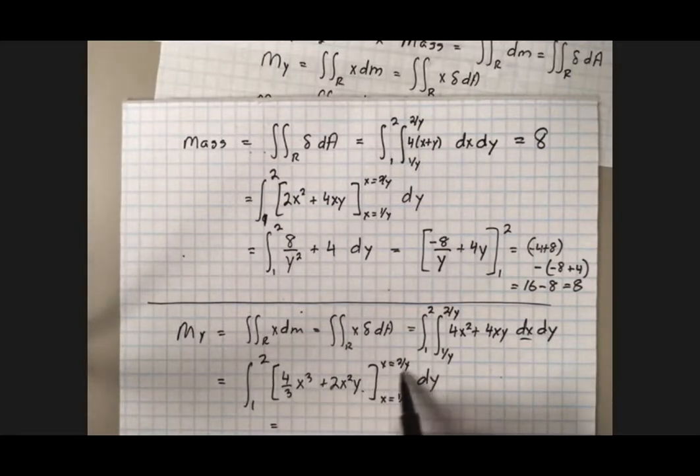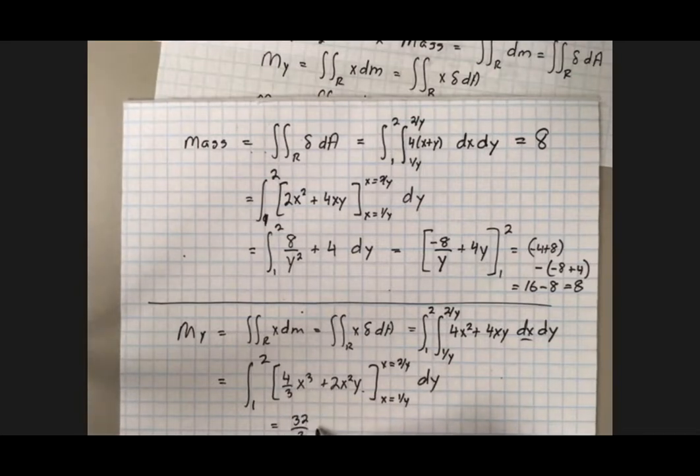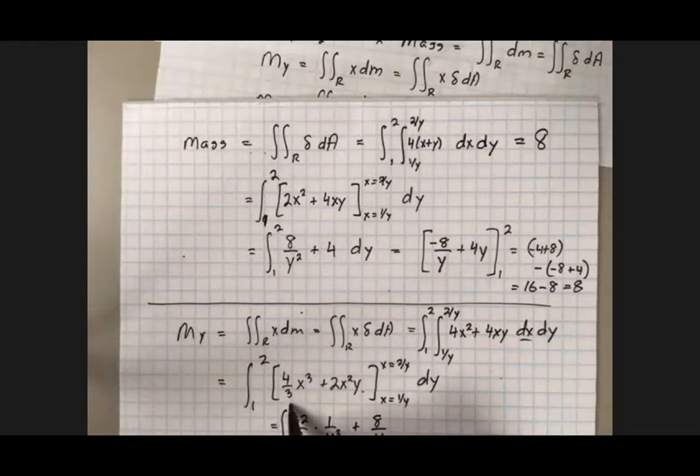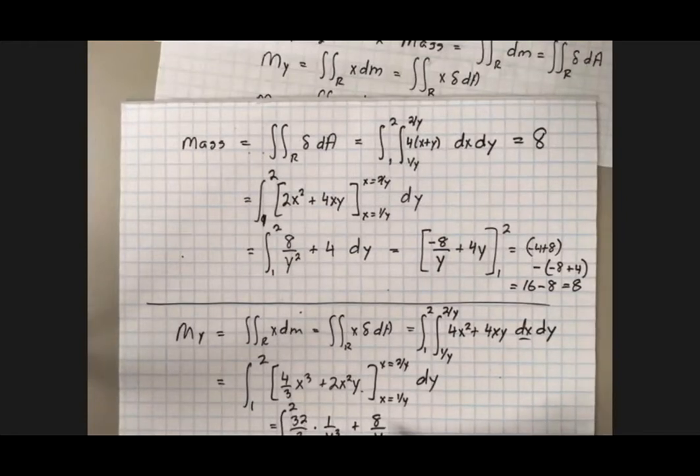Maybe that's the time I'm going to start to automate it, but I get 8 over y cubed, 32 over 3, 1 over y cubed, and here I get 4 over y squared, 4 over y, 8 over y. Oh, that's interesting. Now that's going to be the first integral that I can't do on my fingers and toes. That involves a famous integral formula, I know.